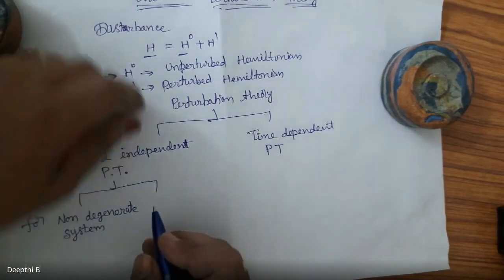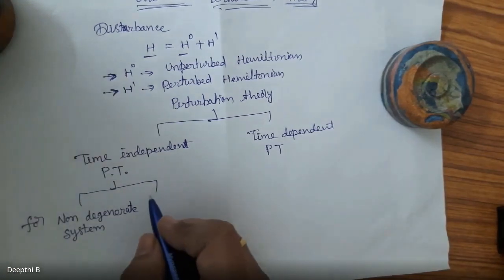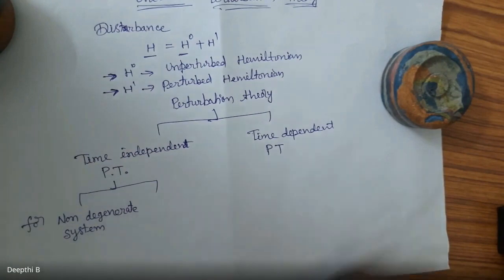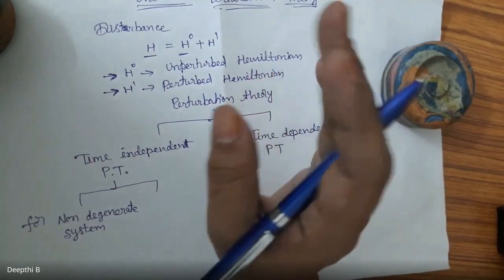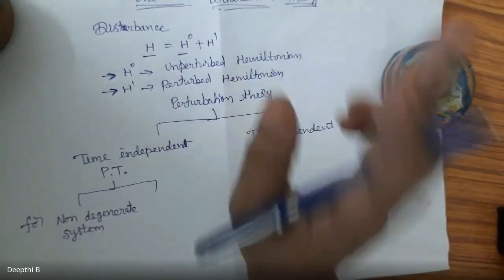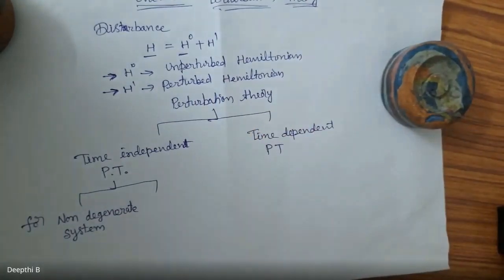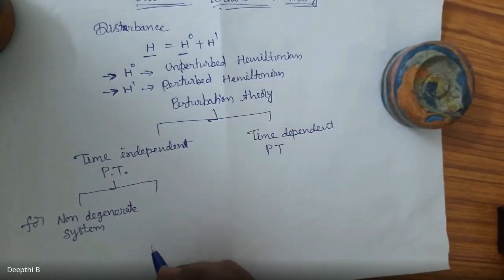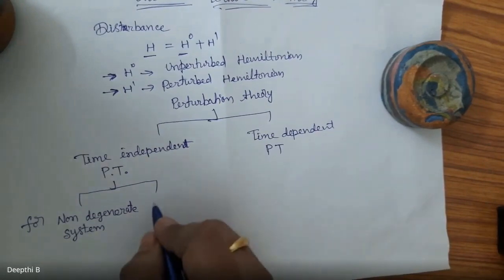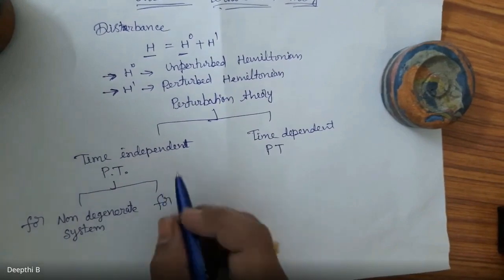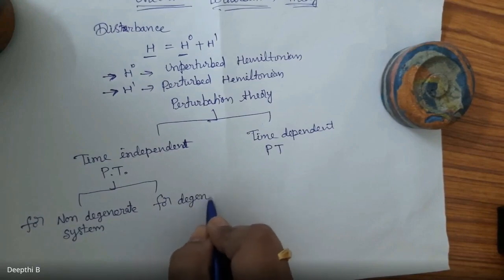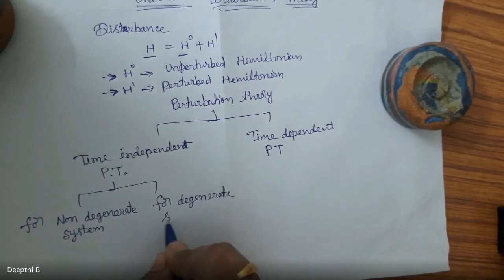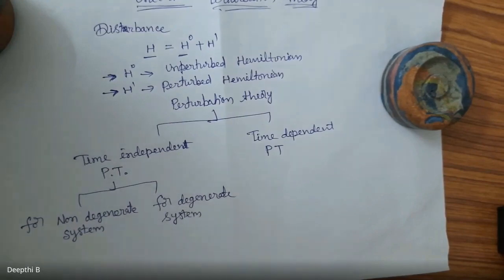You know what is the meaning of non-degenerate? Degenerate and non-degenerate system you already learned, but I am telling you again that non-degenerate system means there is only one eigenvalue corresponding to an eigenfunction. And the other one is time independent perturbation theory for degenerate system. Now you know the meaning of degenerate and non-degenerate.